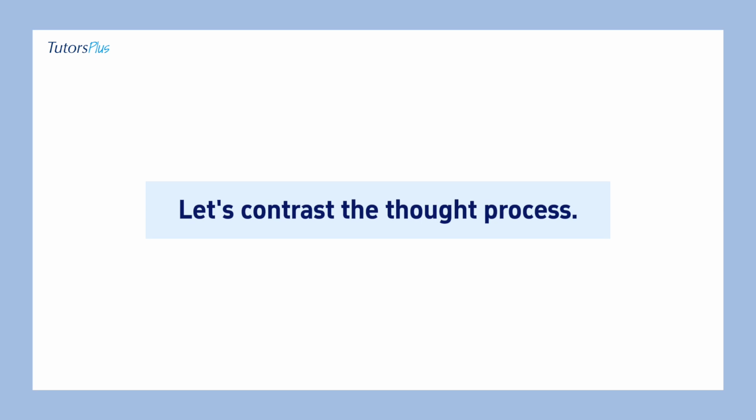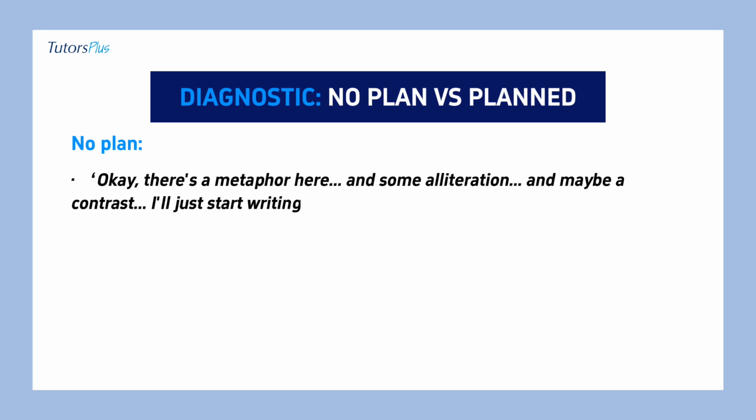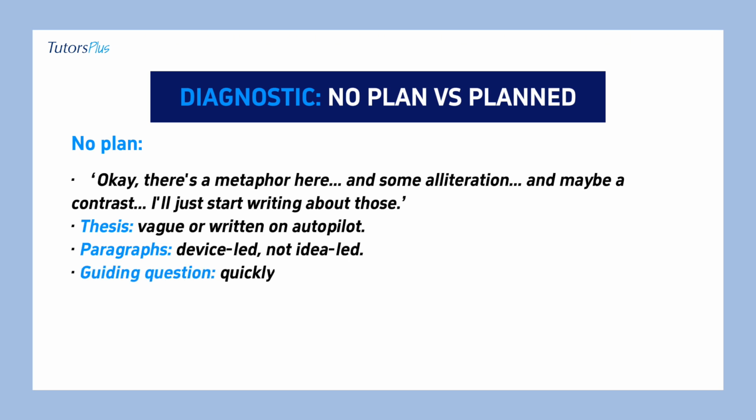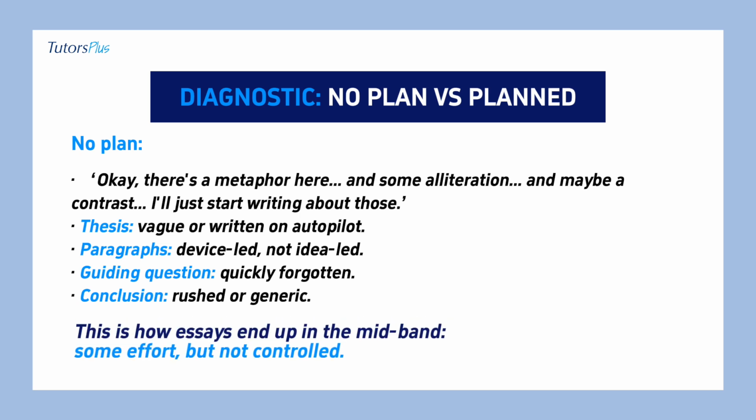So let's convert that thought process. Okay, no plan. We have the idea, there's a metaphor here. There's some alliteration, there's maybe a contrast, and we can start writing about those. But that leads us into a vague thesis written almost on autopilot. We have paragraphs that are device-led, not idea-led, leading into description. We have a guiding question that's quickly forgotten, it's not clear, and a conclusion that feels rushed or generic. And this is how essays end up in the mid-band. There's some effort, it's just not very controlled.